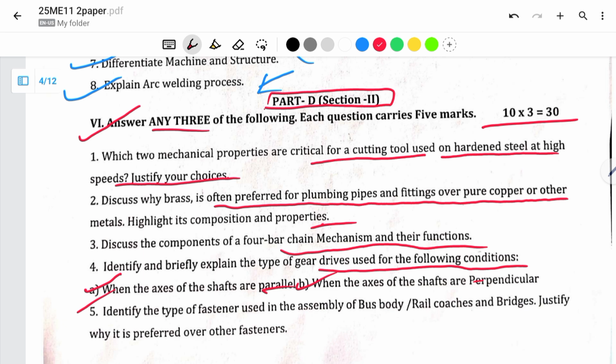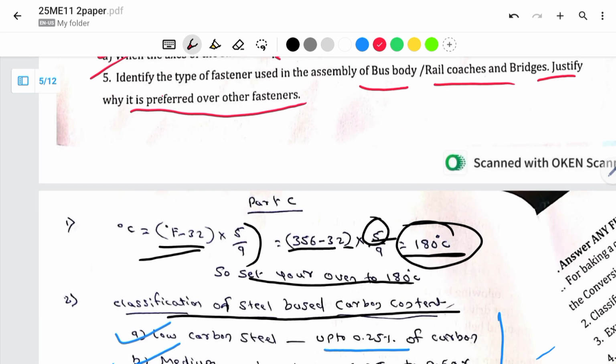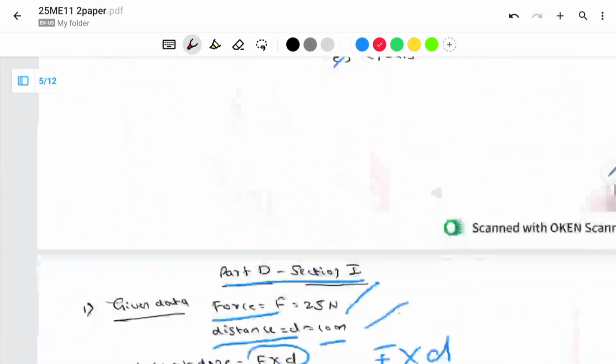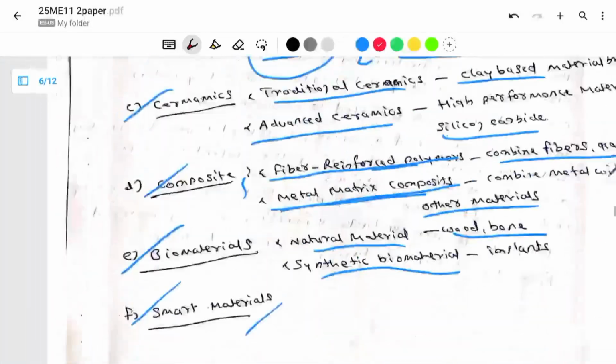Identify the types of fasteners which are used in the assembly of bus bodies, rail coaches, and other fasteners, what they are used for. Okay, let us see the answers. Let us discuss here one by one.